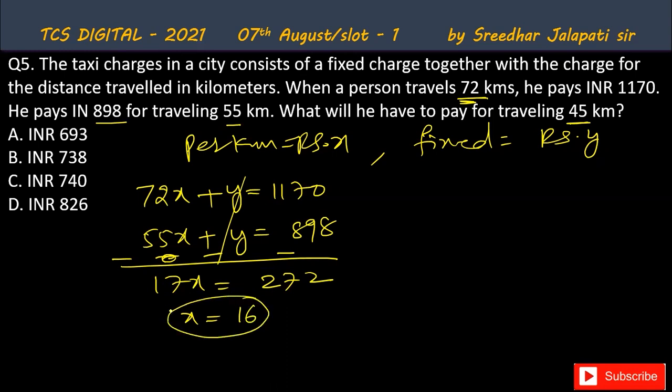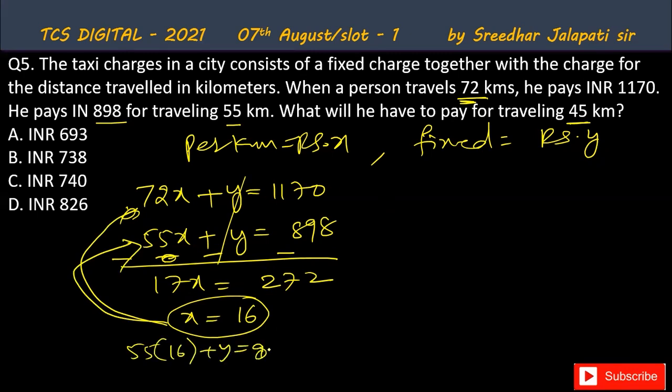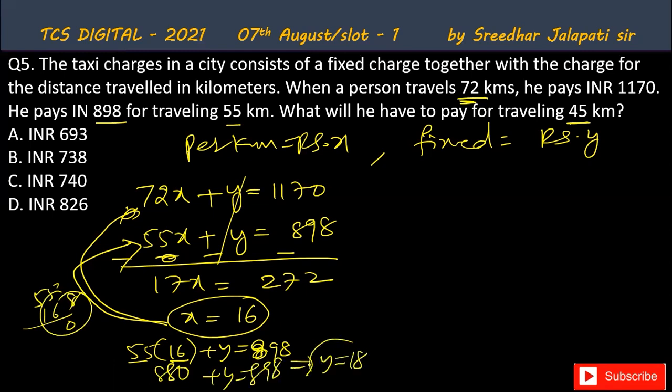Now substitute x in any equation, either the first equation or the second equation, you'll get the y value. So I'm substituting in the second equation. It becomes 55 into 16 plus y is 898. By the way, 55 into 16, if you multiply, how much will you get? 16 fives are 80, so it is 880. So this is 880 plus y is 898. That implies y is equal to 18.